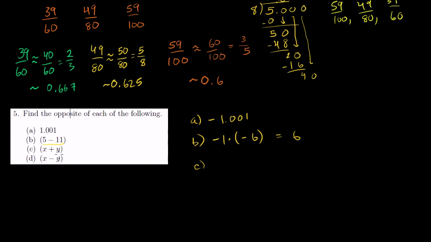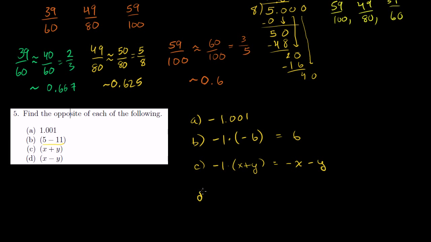Part C, x plus y. The opposite is going to be negative 1 times x plus y. Or we could have just written negative times x plus y. You distribute the negative 1. This is equal to negative x, and then negative 1 times plus y, minus y.